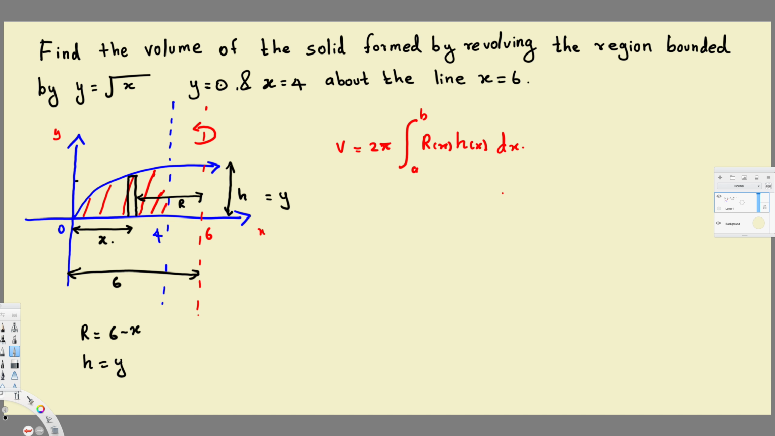But we have to write y in terms of x because we want everything in terms of x, right? From the original equation, we can notice that y equals root x. So we can replace this with root x. Now we have the height in terms of x. Now we can go ahead and plug it into this equation. So 2 pi integral. Whenever we have everything in terms of x, the limits of integration are going to be the x distance of this region.